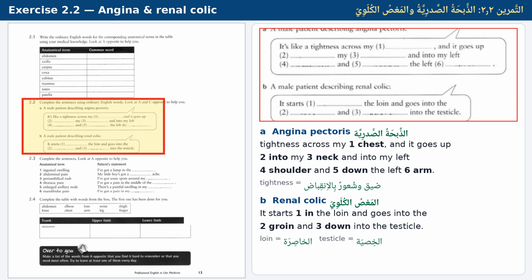Sentence B. A male patient describing renal colic, المغص الكلوي, a pain from a stone in the kidney. It starts 1. In the loin. The loin is the side of the back, and goes into the 2. Groin, and 3. Down into the testicle, الخصية. Notice how we use the same verbs from section C. Starts in, goes into, down. Well done.